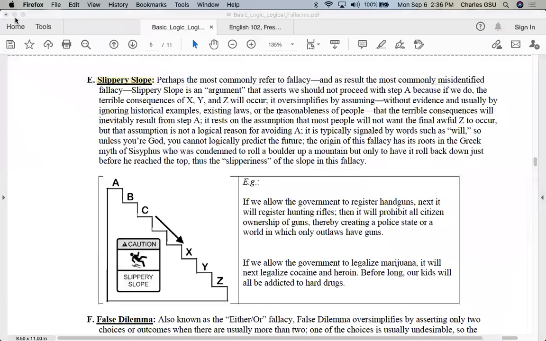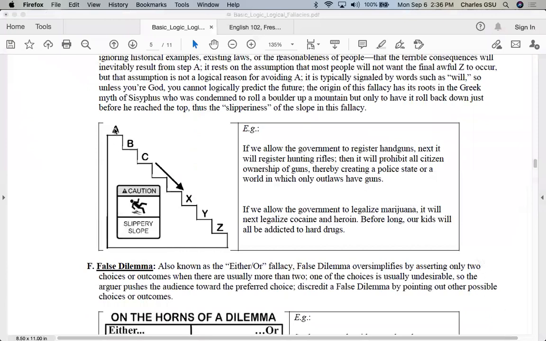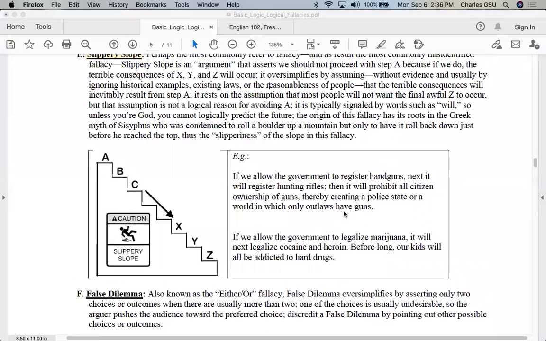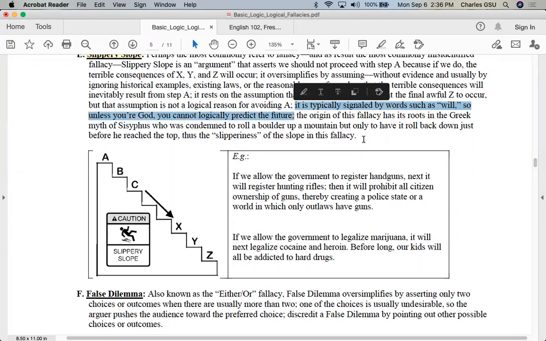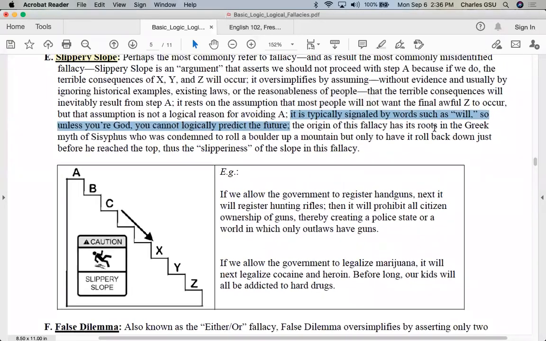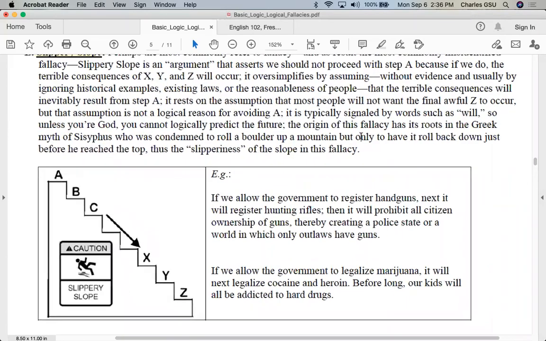So that's why we call it a slippery slope, because once you start down this path or road, there's no way to get back. And the reason why is because it is typically, not always, but typically signaled by the word will, which is, again, unless you're God, you cannot predict things in the future, right? It says there, it's typically signaled by words such as will. So unless you're God, you cannot logically predict the future. Here are a couple of examples of this.